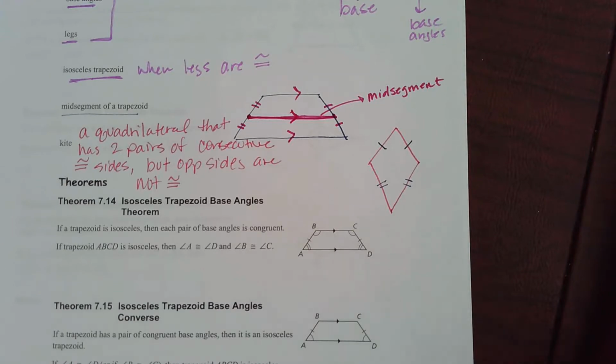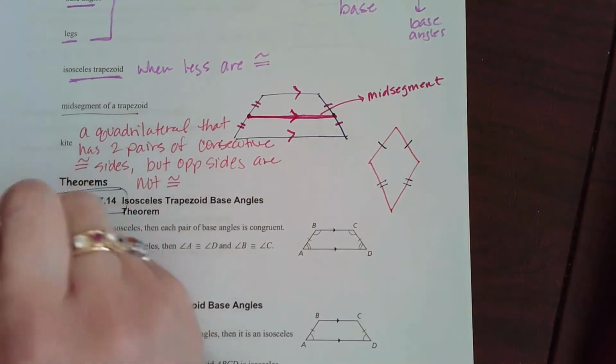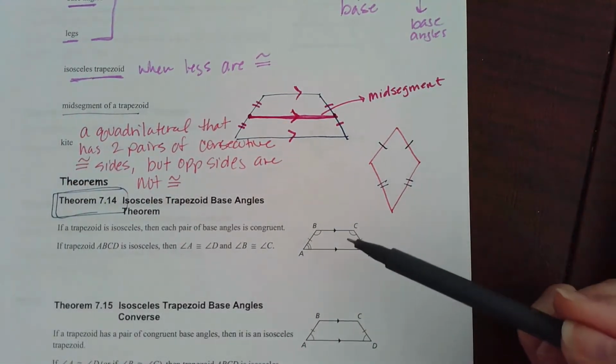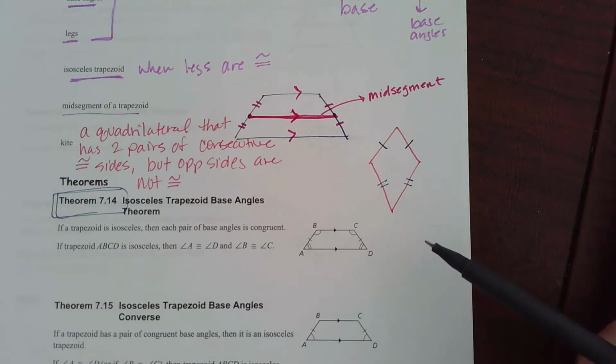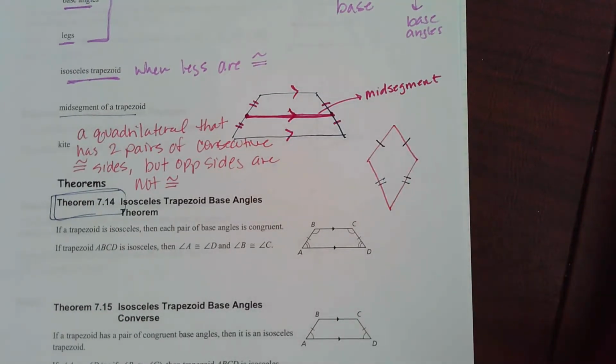Now we're going to talk about several different theorems that are probably going to be important to you as we go through. This one is the isosceles trapezoid base angles theorem, which is a lot to say. Basically we're going back to that isosceles trapezoid idea, which tells me that the legs of my trapezoid are congruent. It states: if a trapezoid is isosceles, then each pair of base angles is congruent.